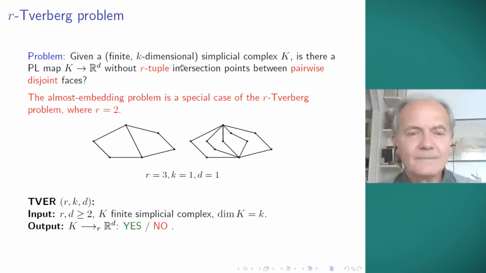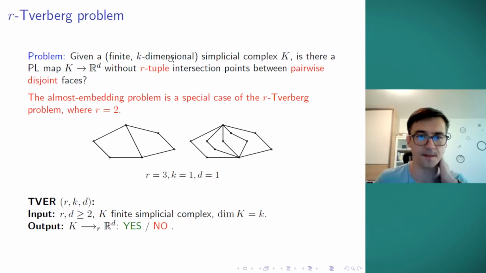So I'm given a finite simplicial complex K, and I'm asking for a piecewise linear map to R^d without r-tuple intersection points between pairwise disjoint faces. Okay, so in the special case where r is equal to 2, this is precisely the almost embedding problem, right? So I think from the previous talk, this is precisely the r-almost embedding. Right, so for me, I call it Tverberg.